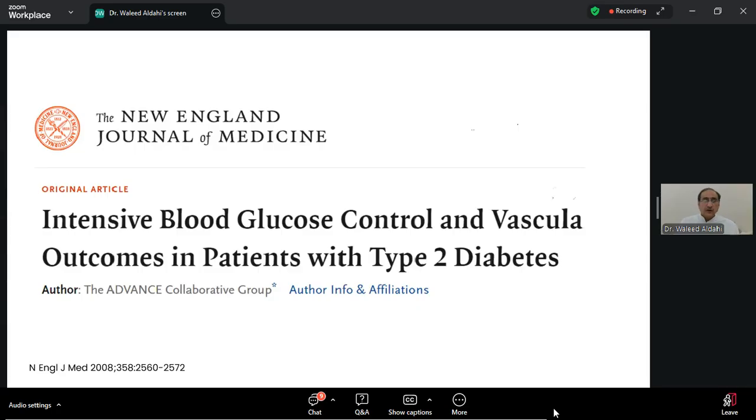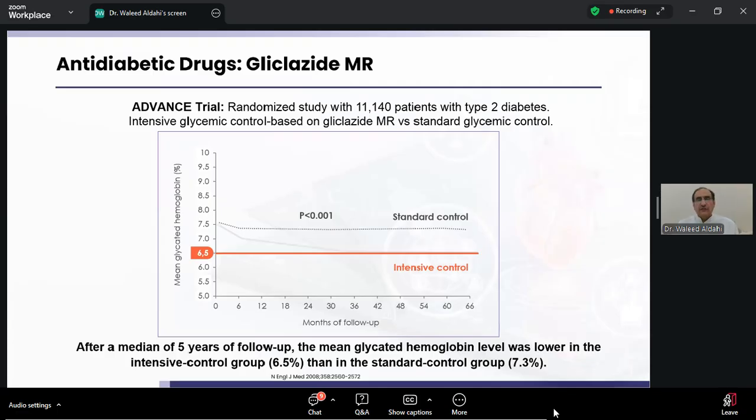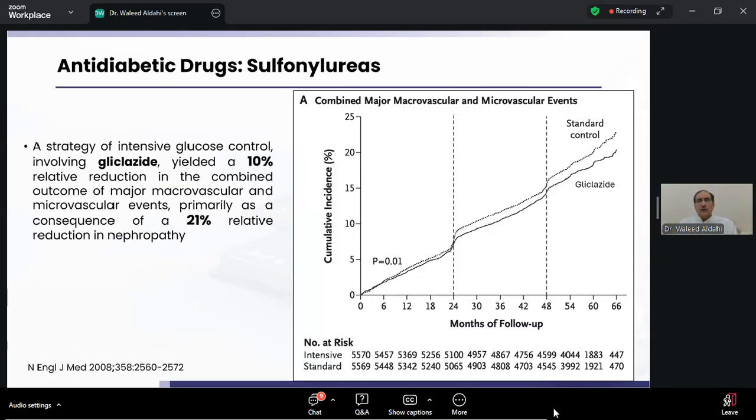And we all know that we have many patients in the spectrum of diabetes, very early and late, and not all of them are the same. One of the other bigger trials that has been published in type 2 diabetes, second to UKPDS, is the ADVANCE trial. The ADVANCE trial randomized 11,000 patients, looking at intensive glycemic control based on gliclazide versus standard of care. And you can see there was a significant reduction in the glycated hemoglobin using the intensive control.